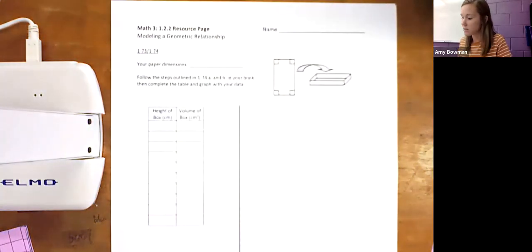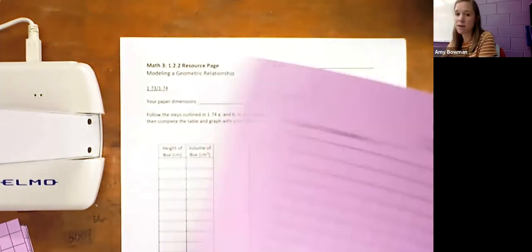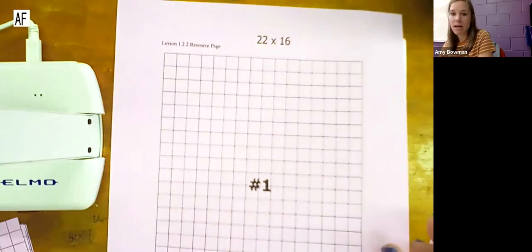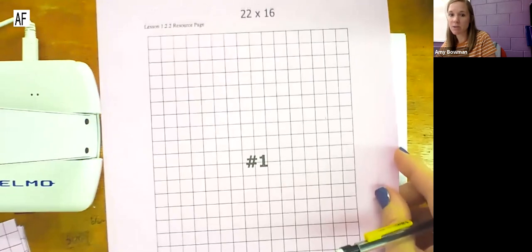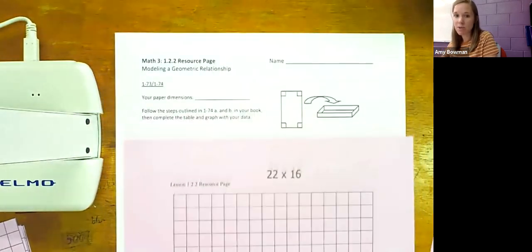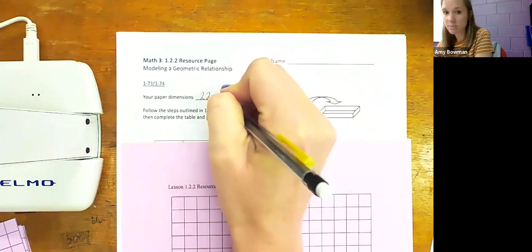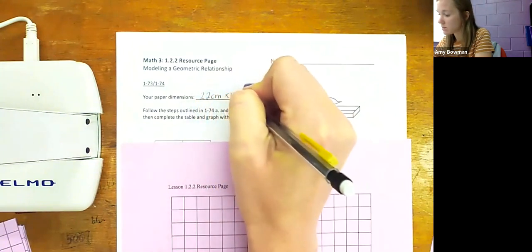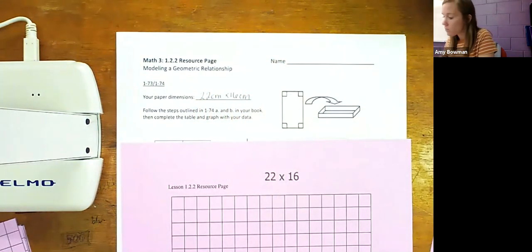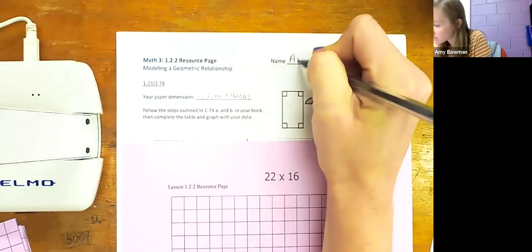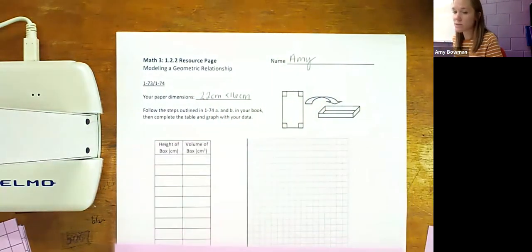We'll work through this, and our paper dimensions, like I said, this is what I'm working with. A piece of paper that is 22 by 16 centimeters. So that's going to be our original dimensions here, 22 centimeters by 16. And those values are going to come in handy for us. I'm going to put my name on this because I'm going to ask you guys to submit your work today that you've done with these notes.